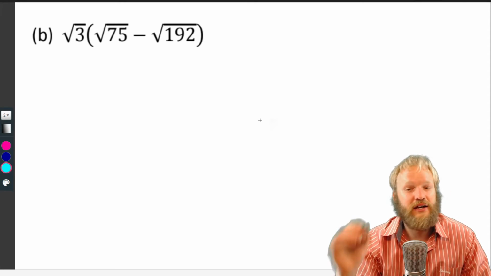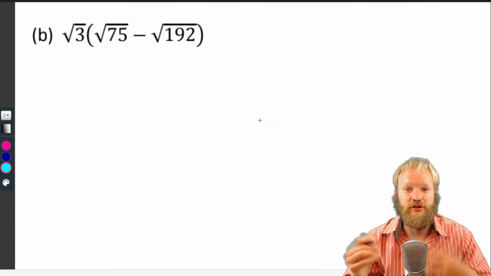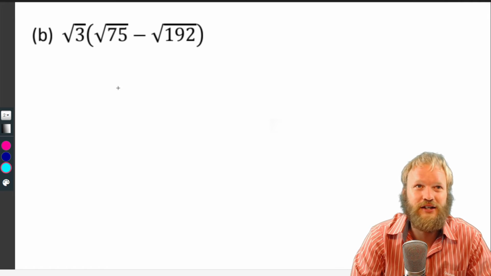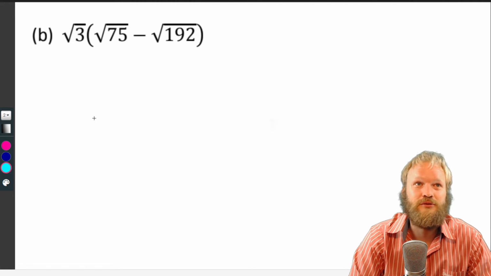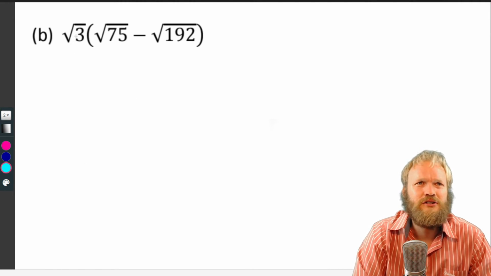Okay, question B. Again, we're just gunning through it, so skip to the bits you need, pause as you need it. This PDF is on our website. So square root 3 times square root 75. At first you feel like, well, we're going to multiply this in.